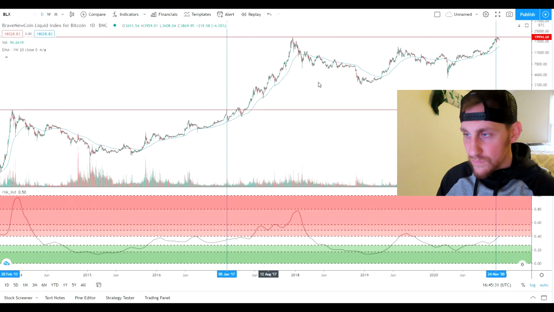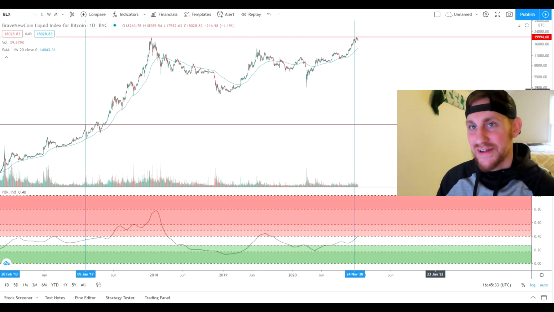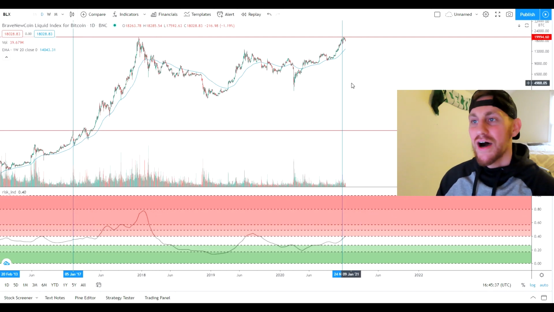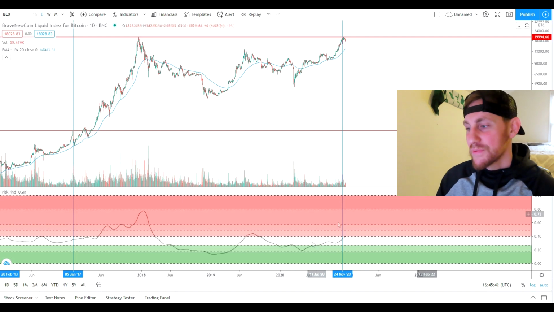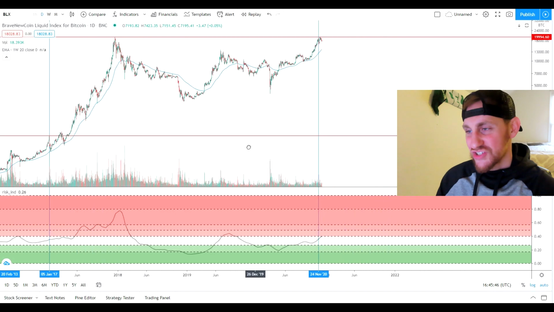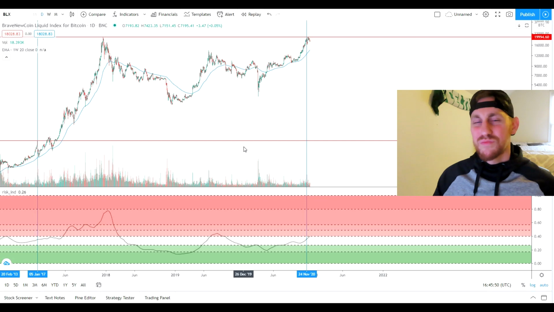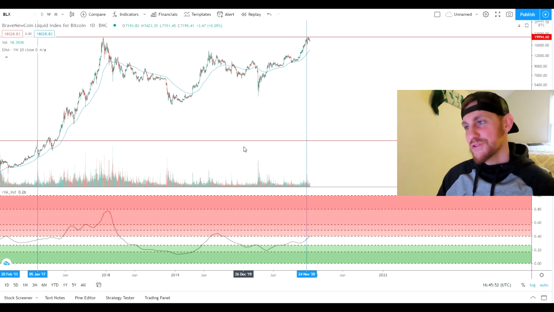So that's the risk index, guys. If you want this risk index, it is on TradingView. Just search on TradingView risk index, and this will pop right up, if you're interested in this. I'm going to be using this as my take profit strategy for this next upcoming bull market, along with a couple other indexes that I'm going to be using to take profits.